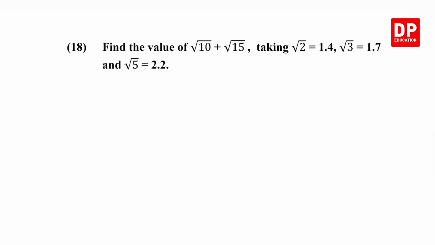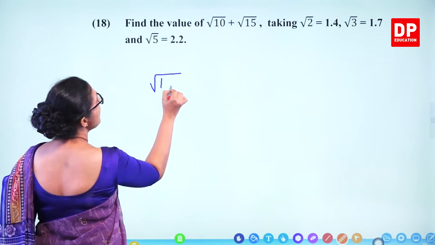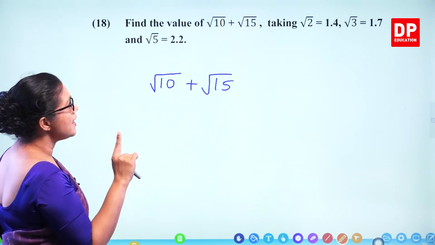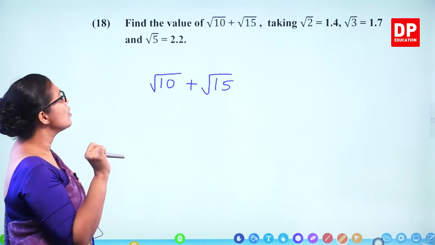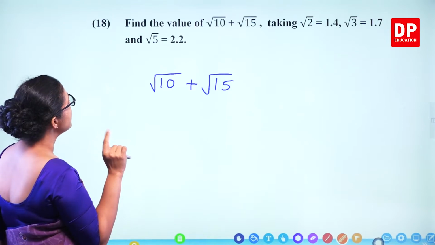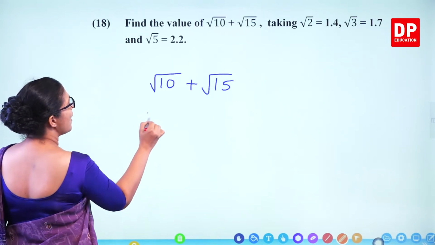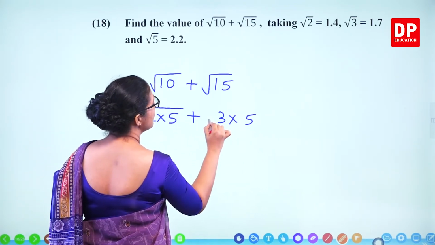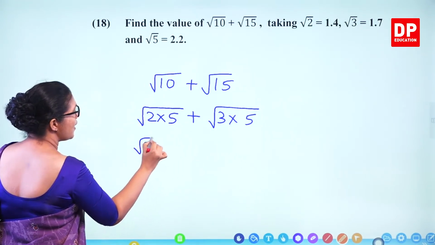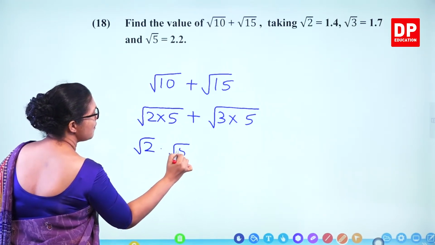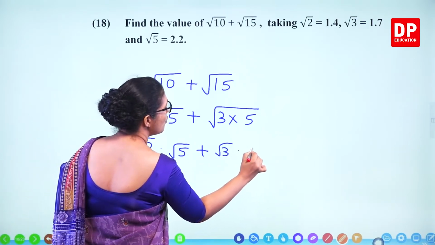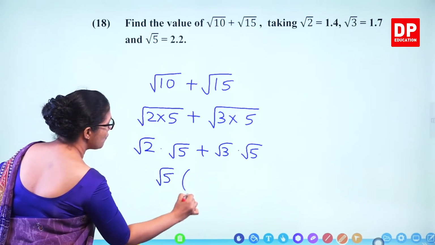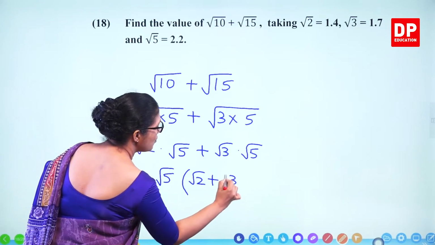Question number 18. Find the value of root 10 plus root 15. Taking root 2 is 1.4, root 3 is 1.7 and root 5, 2.2. So how you simplify 10? 2 and 5. So you can write 2 and 5. 15, 3 and 5. Now can you separate it? Root 2 into root 5. Here root 3 into root 5. Here root 5 is common, take it out. When you take root 5, you get root 2 and root 3.